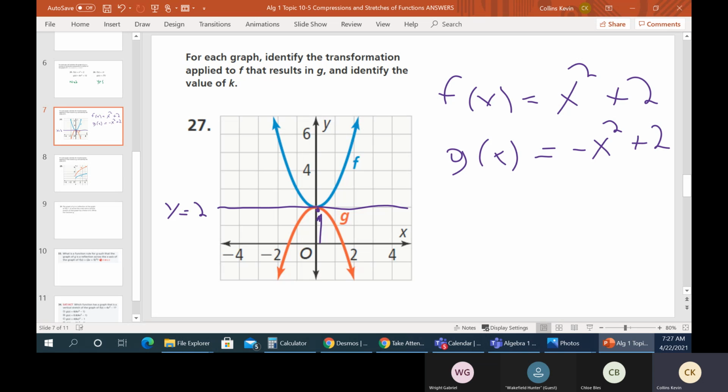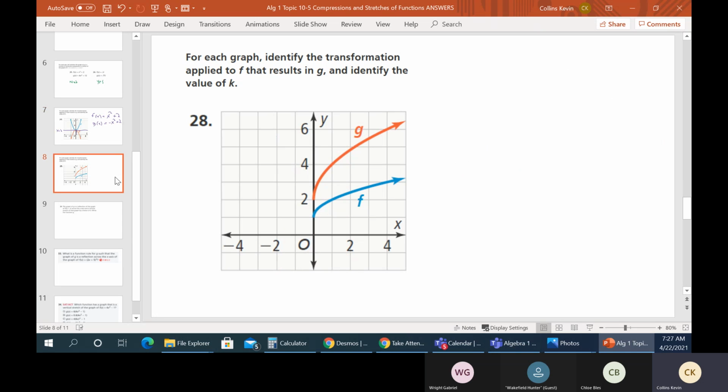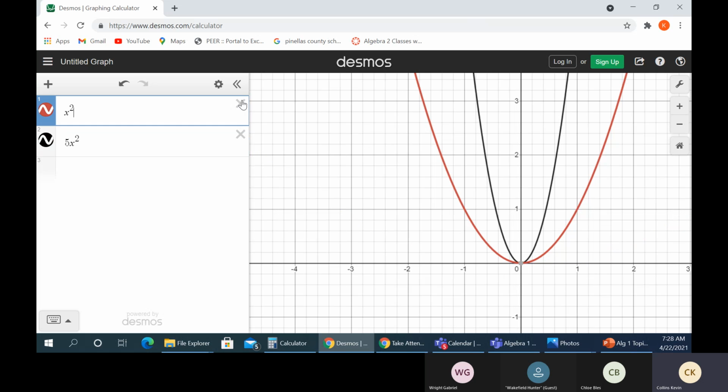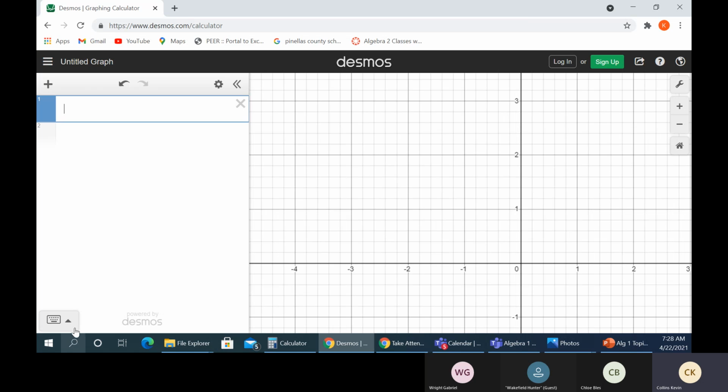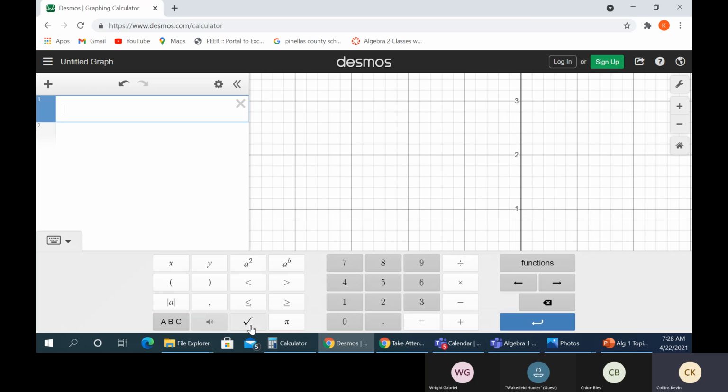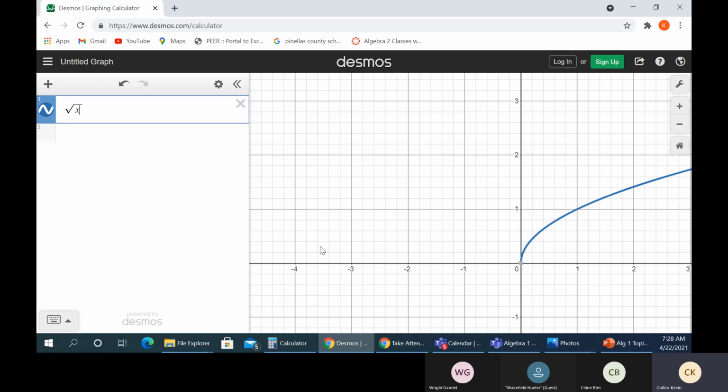All right. So let's go ahead and check out another one here. It says identify the transformation and identify the value of k. So again, this is how much we're moving up and down. As we saw last time, let's go ahead and break it up in Desmos again. So the basic square root function looks like this. We do the square root of x. So there's our basic function.